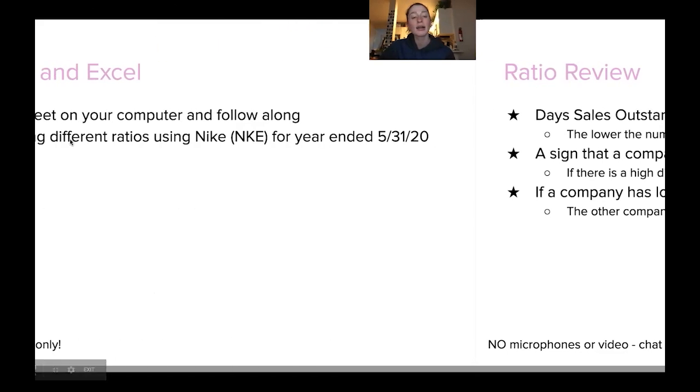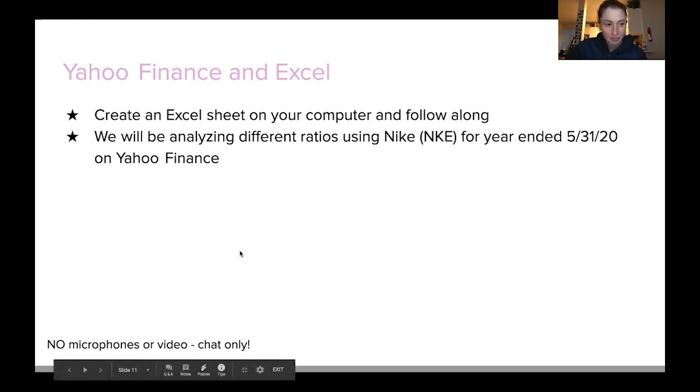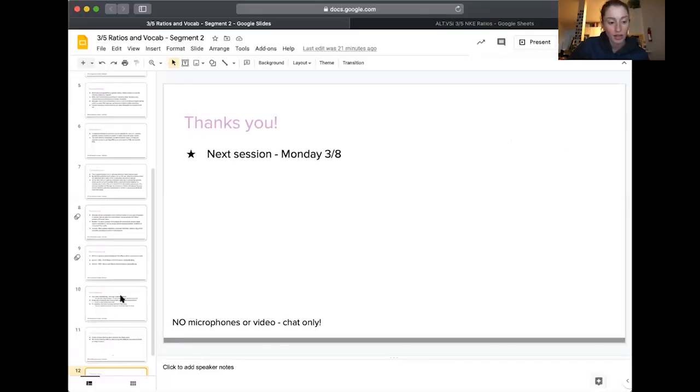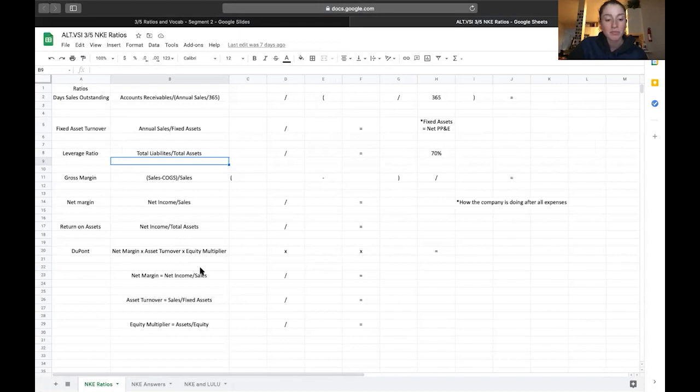We're going to be looking at Yahoo Finance. So if on your computer you want to pull up Yahoo Finance, we're going to be looking at Nike for the year ended 5/31/20. So make sure you guys are looking at the right year. All right, so we're going to be looking at this page right here. Pull up Yahoo Finance, and in a second, I'll get you guys started.